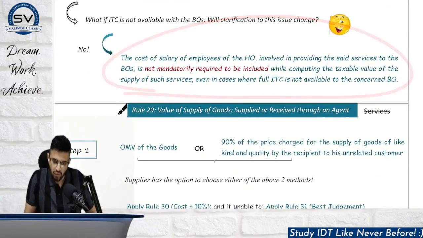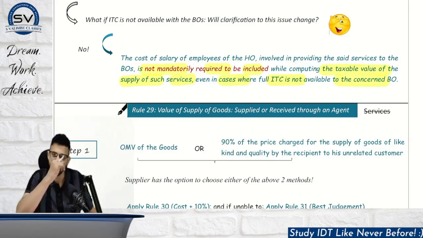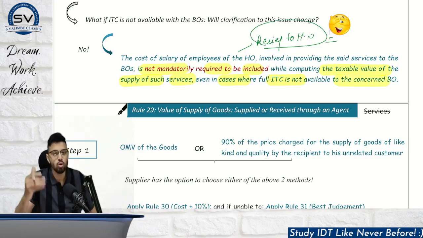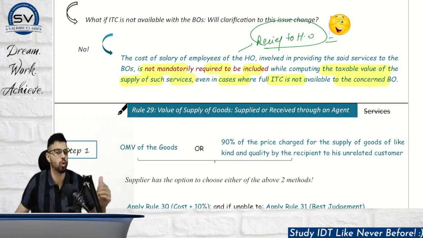So here the government clarified that the cost of salary of employees involved in providing the said services from head office to branch office is not mandatorily required to be included in computing the taxable value of such services, even in those cases when ITC is not available. So this acts as a relief to head office. Otherwise, head office will have to go for all the detailed calculations as to how much employee time was spent on these services, so that the accurate value of supply of services is calculated.